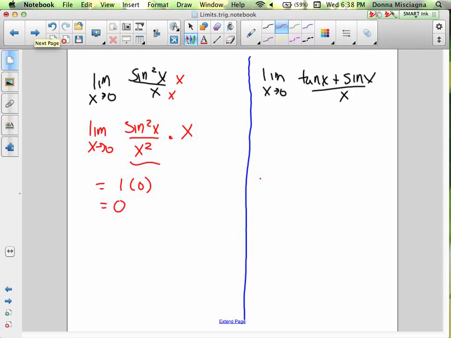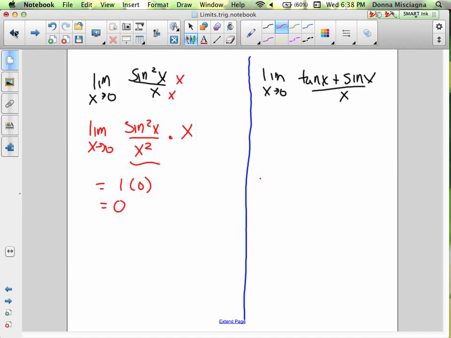All right, so we have the limit as x goes to 0, tangent x plus sine x, all over x. All right, so we need to split this particular fraction. We're going to split it and rewrite it as 2 separate fractions. So notice, this is a sum, not a product.